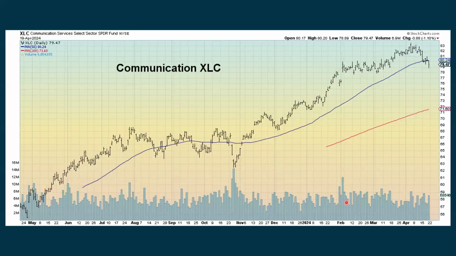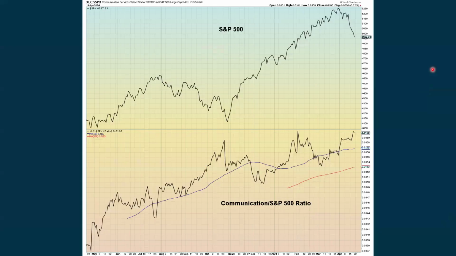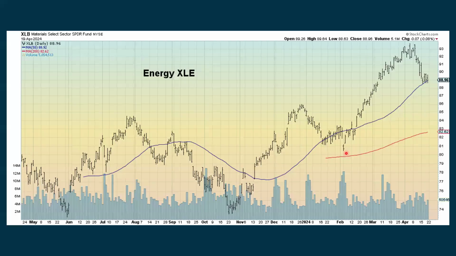Communication, another real leader of the market as we've been going up. It's still in an uptrend, but we fell below the 50-day moving average. Then we do a ratio where communications have been under pressure. The S&P has been under pressure. But even with the pullbacks that we're seeing, communication is still holding up better than the rest of the S&P.